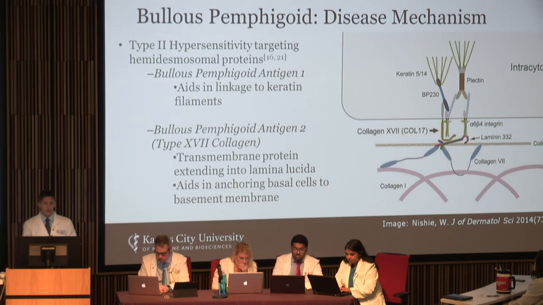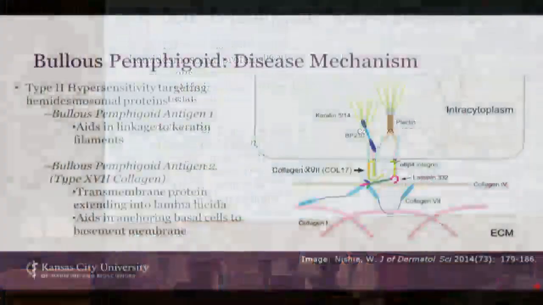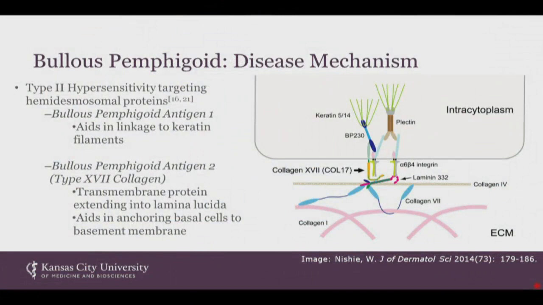As far as disease mechanism, bullous pemphigoid is a type 2 hypersensitivity that targets protein components of the hemidesmosome. It's important to remember that hemidesmosomes anchor the basal layer of keratinocytes to the basement membrane at the dermal-epidermal junction. So, on the schematic on the screen, we have our cell, which is most likely a basal keratinocyte. Then in the extracellular matrix, we have our basement membrane composed of collagen, as well as linker proteins such as laminin. And then the structural complex joining these two is our hemidesmosome.